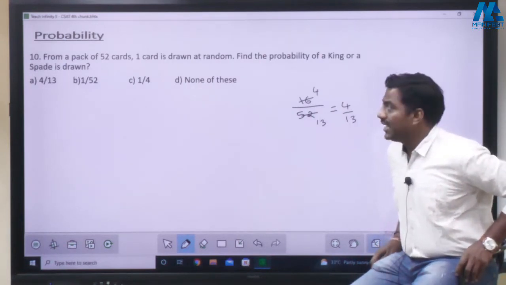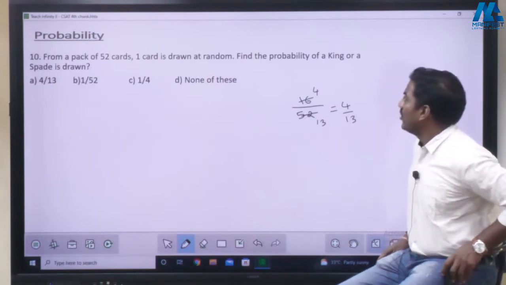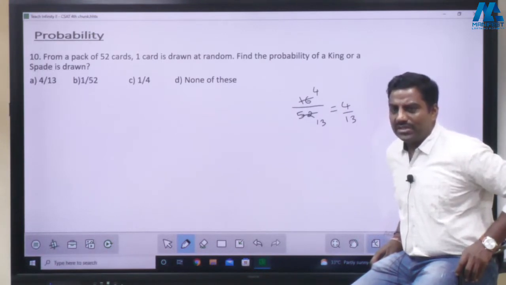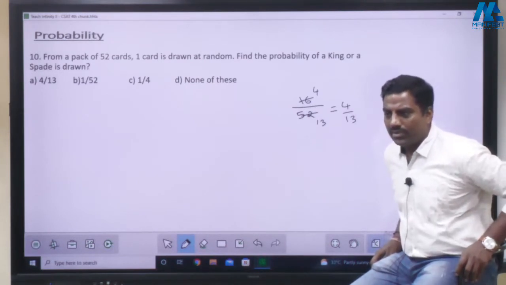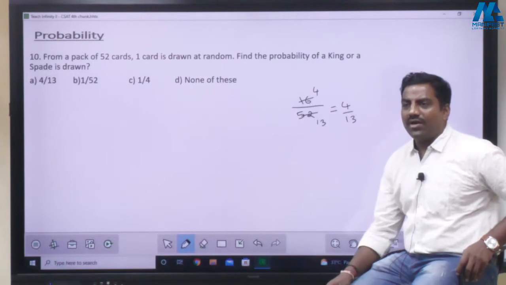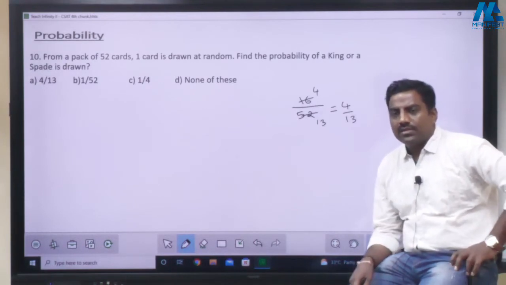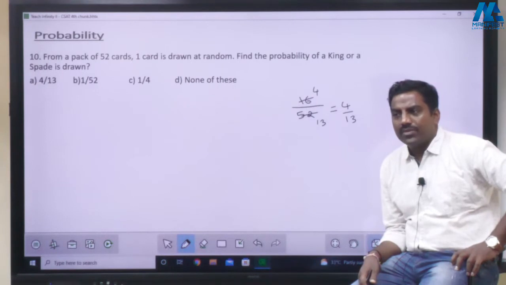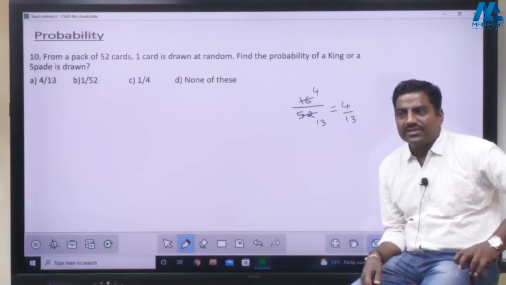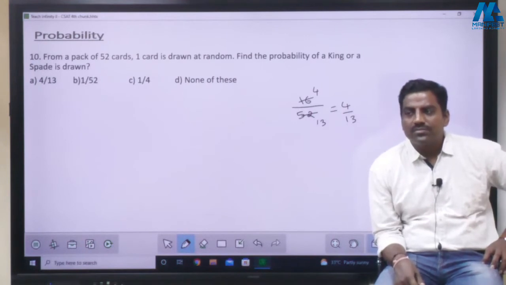You can just take this question: from a pack of 52 cards, 2 cards are drawn. Just take the question. You can just say 2 cards are drawn. Full stop. The probability of getting two kings. Probability of getting 2 kings.